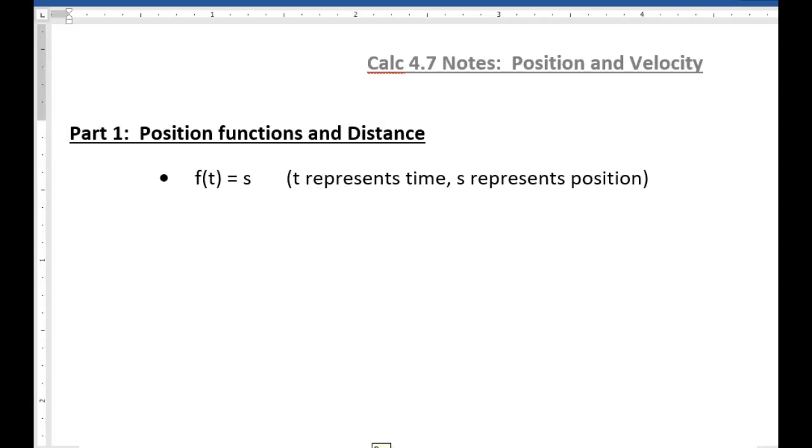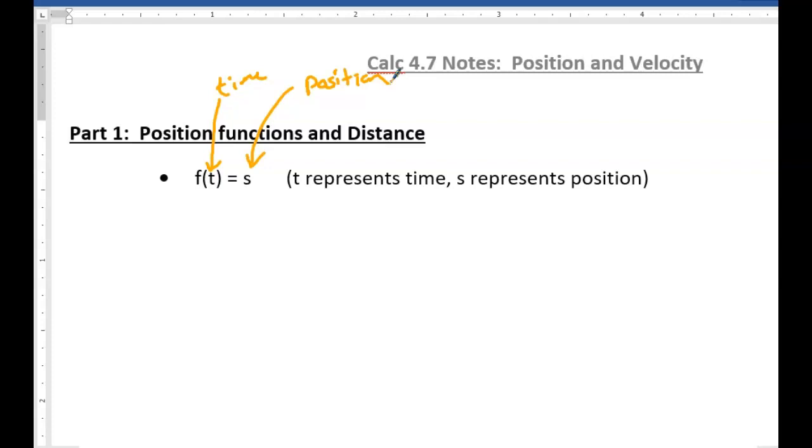Quiet, guys, quiet. Okay, so let's talk about the position function here. A position function is basically a function where if you plug in some specific time value, it will tell you the position of the object at that time. Okay? So that's what a position function is.